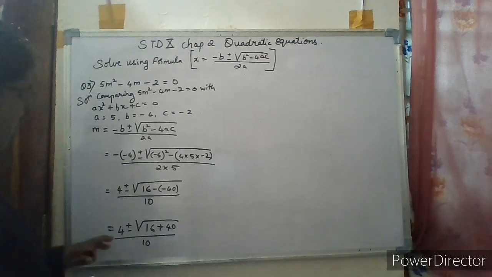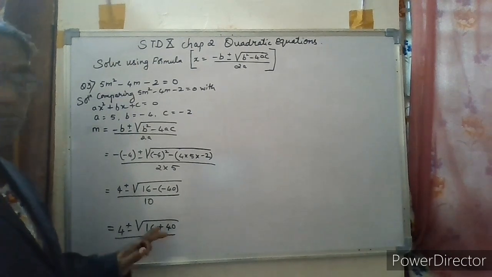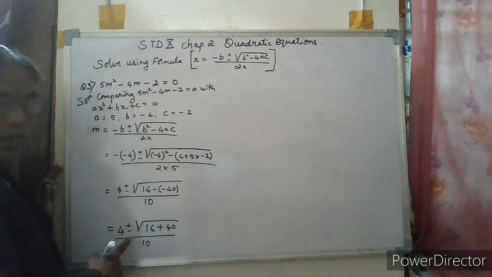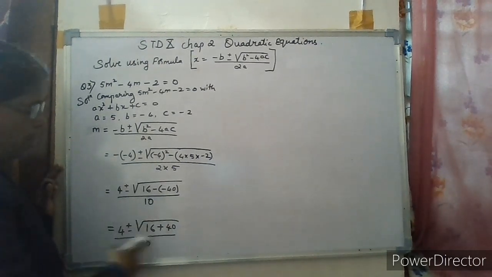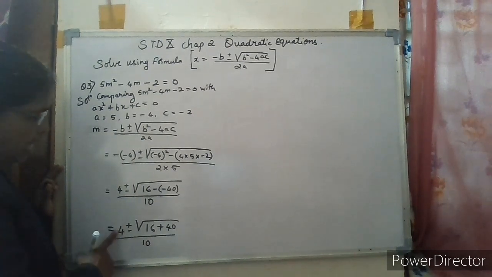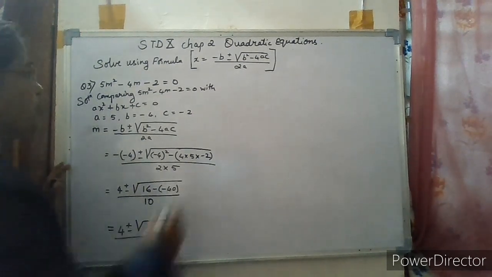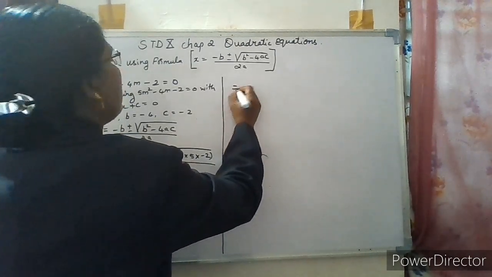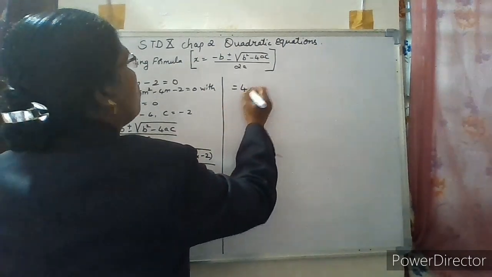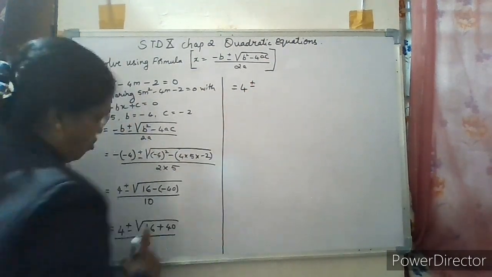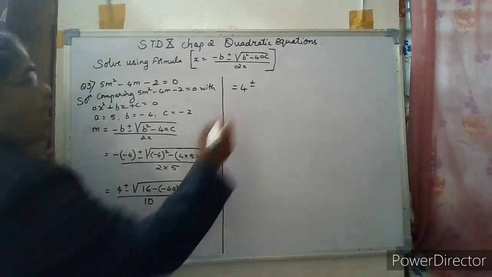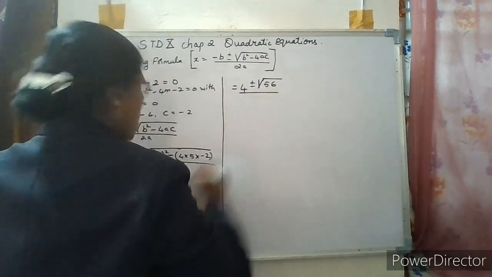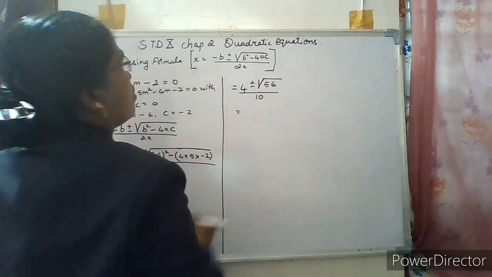Now, some of you children, maximum of you commit this mistake by cancelling this 4 and 10. It is wrong. It is in the binomial form. So, you cannot cancel this 4 with this 10. Now, so m is equal to 4 plus or minus. Now, 16 plus 40. Add this under the root. It is equal to 56 upon 10 as it is. Now, this is equal to.